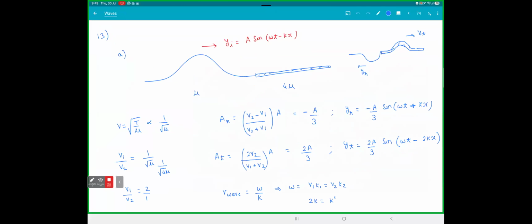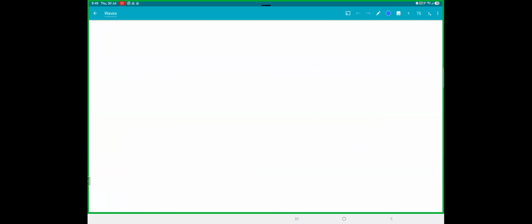Clear with that thing, reflection. The next thing, stationary waves. This is the whole main topic of this entire thing. Whatever concepts I'm teaching you here, the exact same thing will work in sound waves, so they actually get covered. So listen to this carefully.